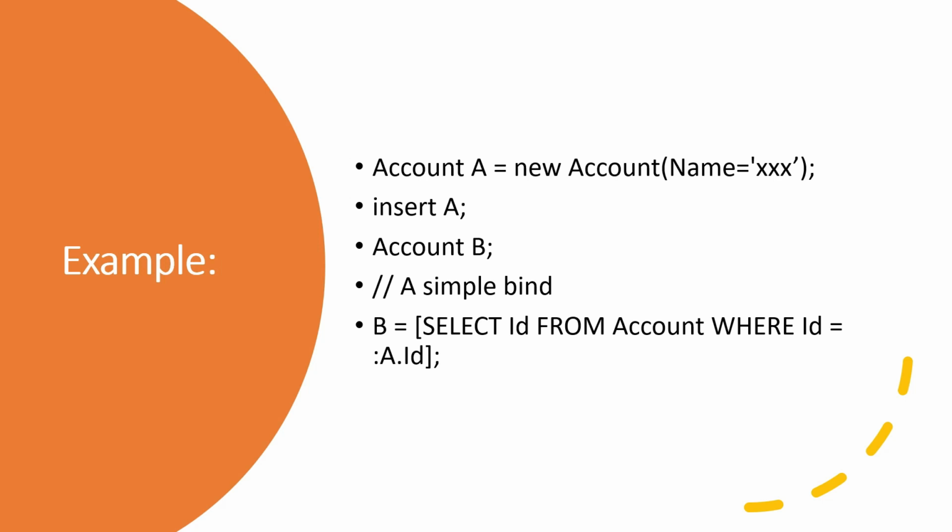Example: account A, a new account whose name is triple X, and we are inserting this account record. Account B, so we have declared another account whose name is B, a simple bind. So we'll use a simple bind: select ID from account where ID in a.id. So we are storing that in the B variable which belongs to the account.